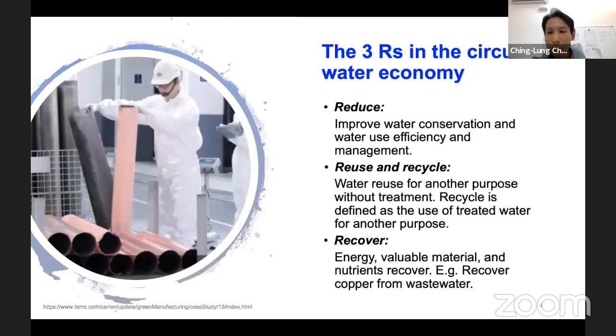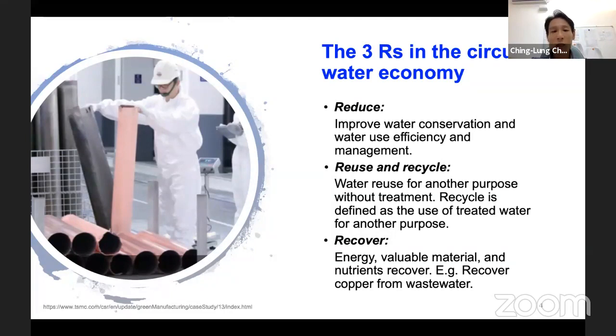The first one, reduce, means to improve water conservation, water use efficiency and management. Second, reuse is using water for another purpose without treatment, and recycle is defined as the use of treated water for another purpose. And the third one is recover. Recover means we try to recover some valuable material from the wastewater, for example energy, valuable material and nutrient recovery.